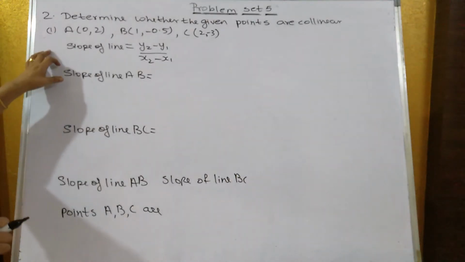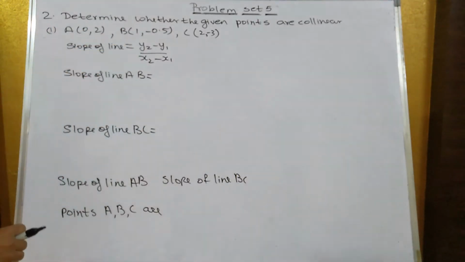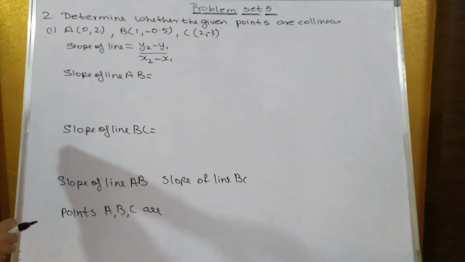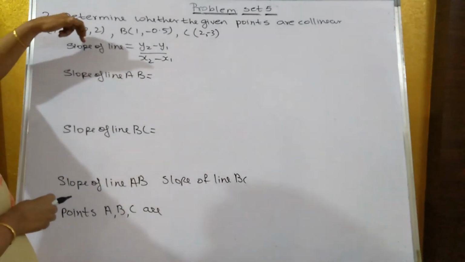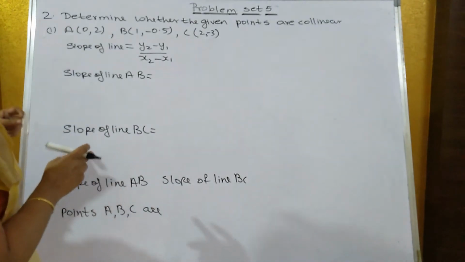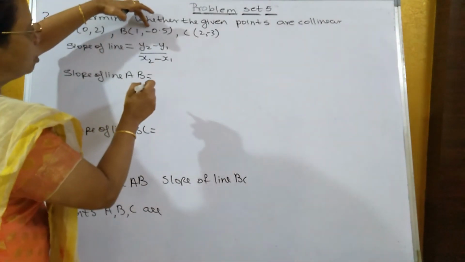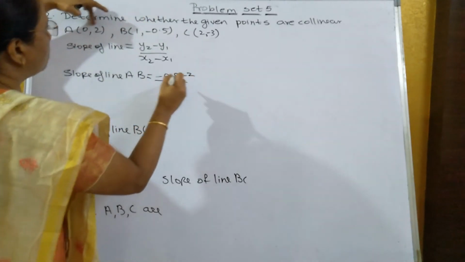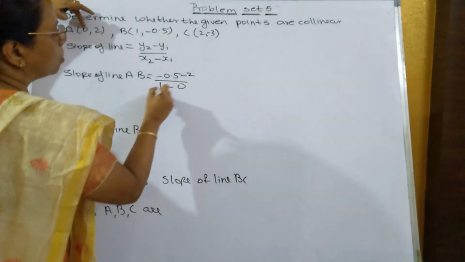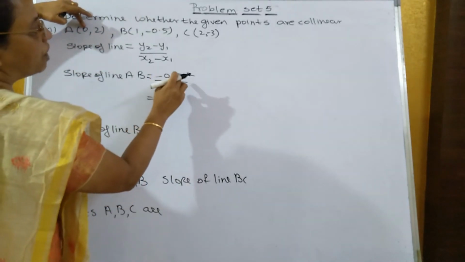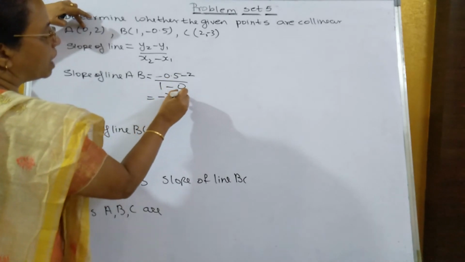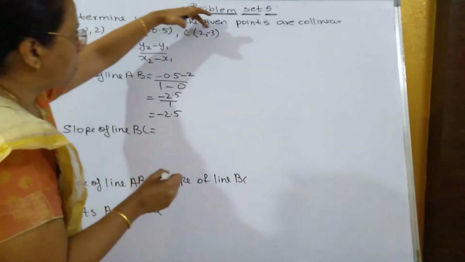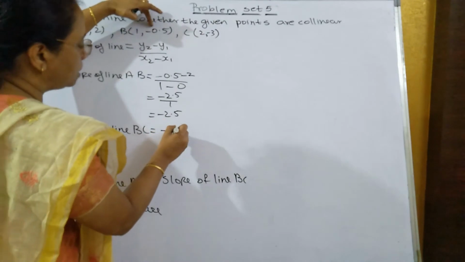Now the first sum of sum number 2: we have to find out whether the given points are collinear or not. A, B, C are given. Now we will find out the slope of line AB and slope of line BC. We know that slope of a line is y2 minus y1 upon x2 minus x1. So AB is minus 0.5 minus 2 upon 1 minus 0. Minus 0.5 and minus 2 is minus 2.5 upon 1. So the answer is minus 2.5.